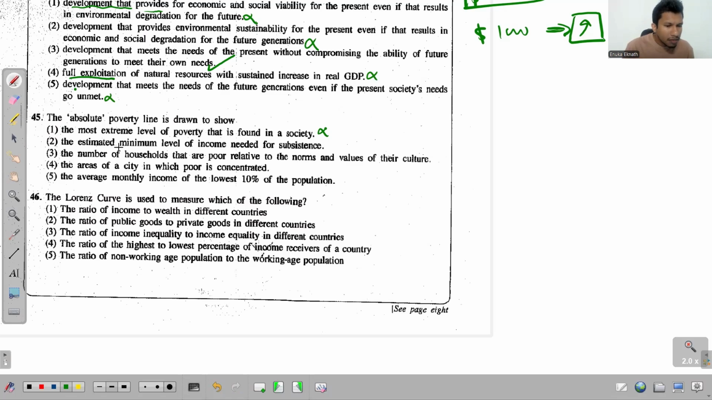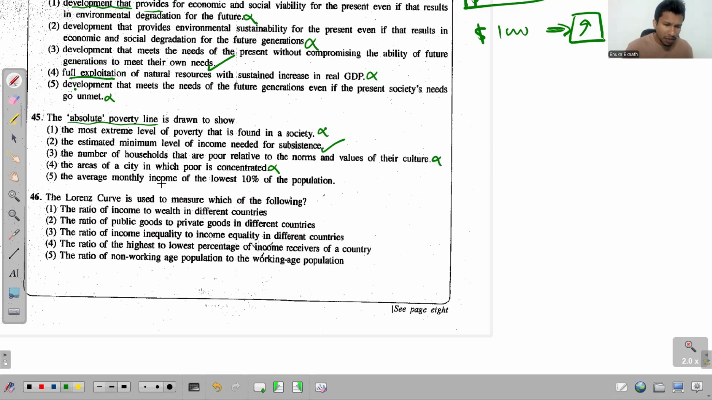Second one, the estimated minimum level of income needed for subsistence. 100% true. Just to exist, just to survive, this is the level of income that is needed, and that's the absolute poverty line. Third one says the number of households that are poor relative to the norms and values of their culture. Not true. The areas of a city in which poor people live will never be the answer, because we haven't discussed anything similar to this in our syllabus.